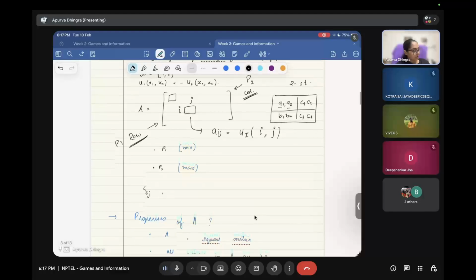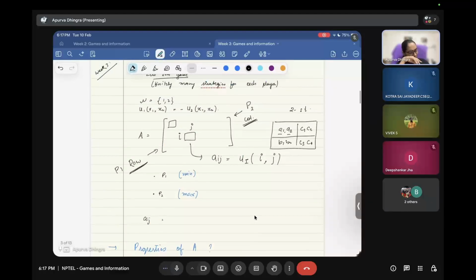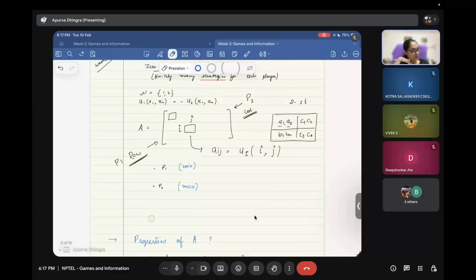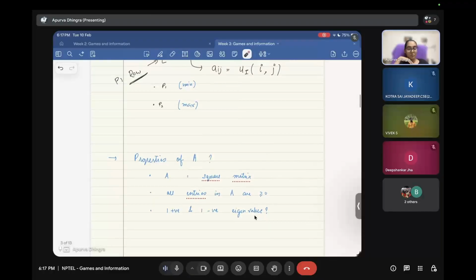Okay, so now that we have the basic introductory idea of what a zero-sum matrix or a zero-sum game is, let's talk a little bit more about this matrix A. So let me ask a few very simple questions. I assume you should know the answer already, but nevertheless. So what kind of properties do we expect from this matrix A?